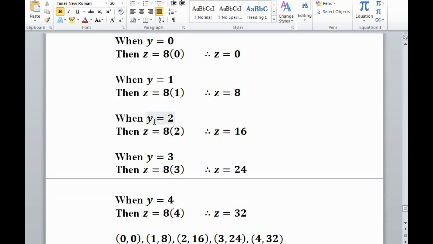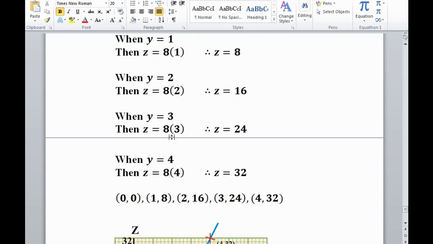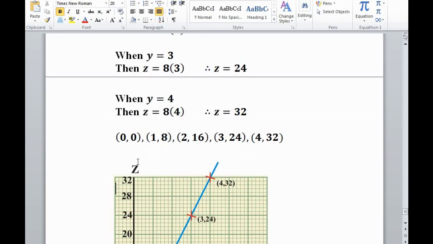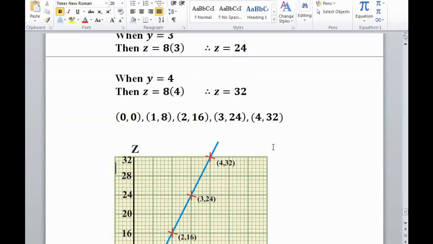Okay, another value for y is 2, so then z equals 8 times 2, their product is 16. And for the next, or third, ordered pair, y equals 3, the output of z equals 24 because 8 times 3 is 24. And when y equals 4, input, output z equals 8 times 4, 32. So the ordered pairs are 0, 0, 1, 8, 2, 16, 3, 24 and 4, 32.